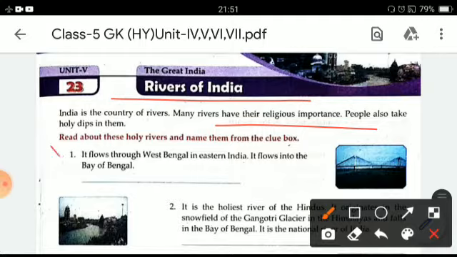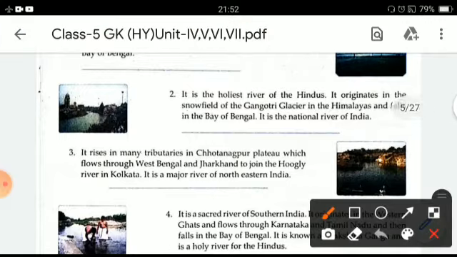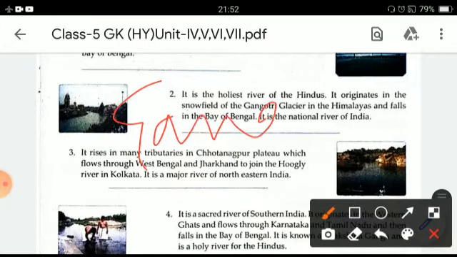The first one flows through West Bengal in eastern India. It flows into the Bay of Bengal and the river is Hooghly. It is the holiest river of the Hindus. It originates in the snowfield of the Gangotri glaciers in the Himalayas and falls in the Bay of Bengal. It is the national river of India and the name of the river is Ganga.